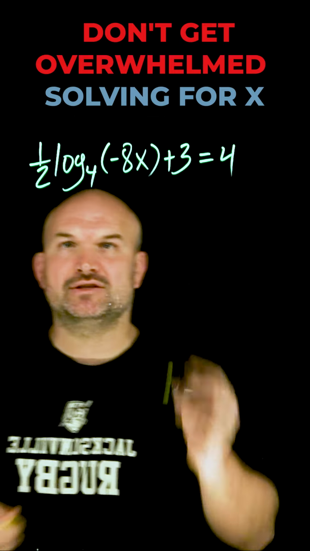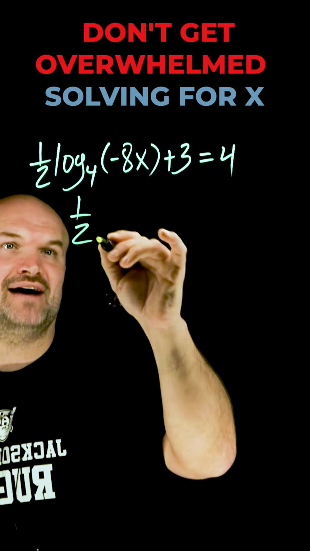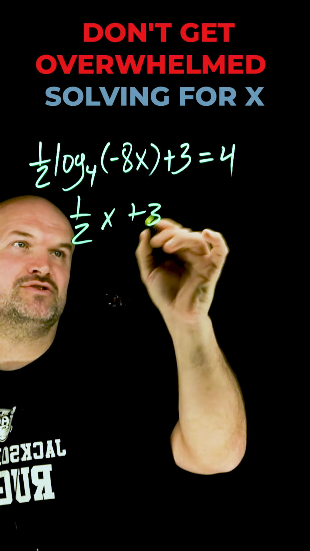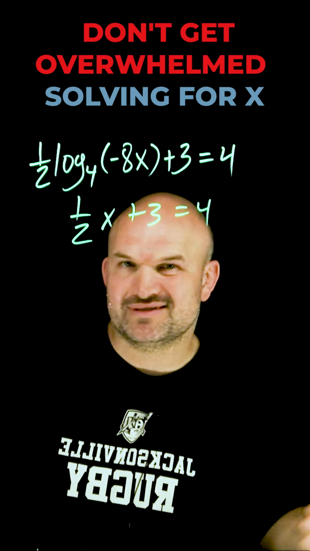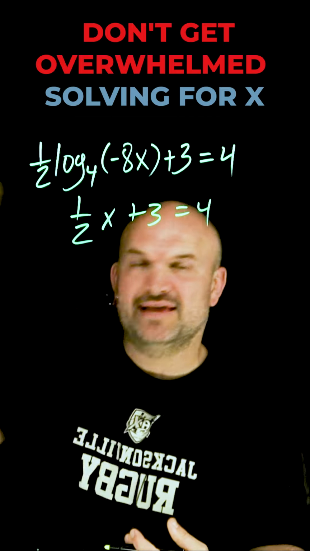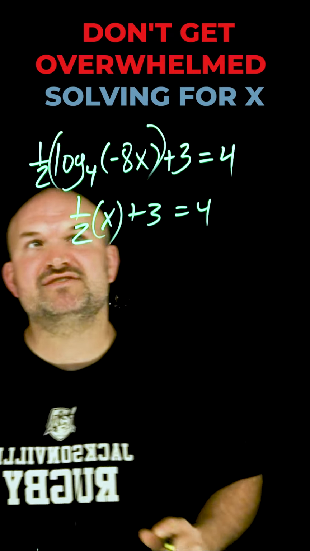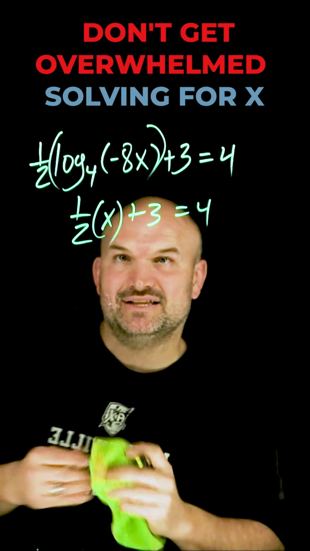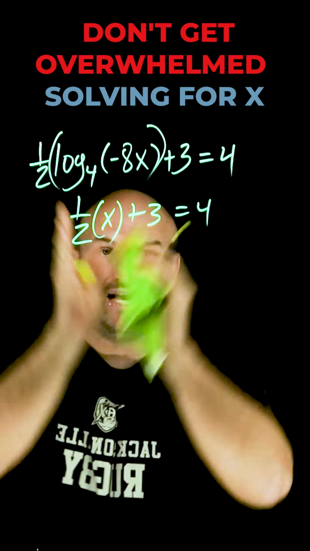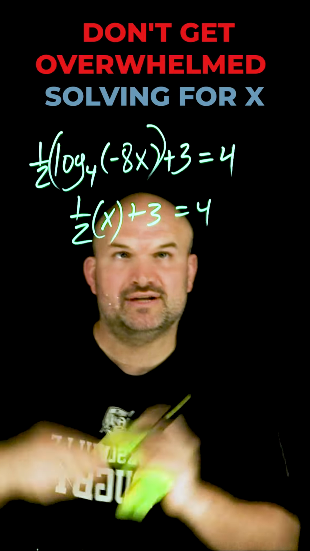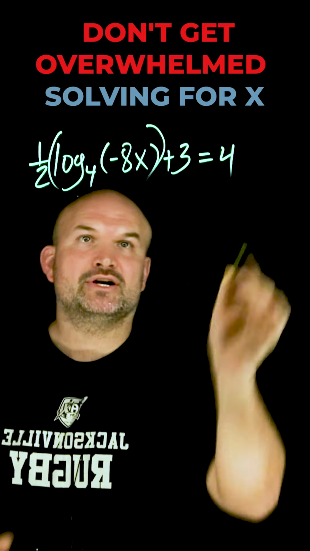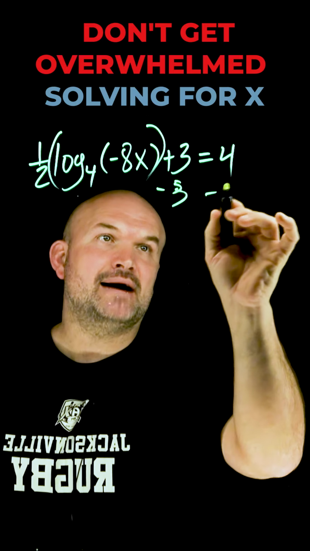Well, if you forget about the logarithm and just look at it like this, 1/2 times x plus 3 is equal to 4, what would you do first? Hopefully you remember you subtract a 3 and then you multiply by 2, right? So just think of this argument, log base 4 of negative 8x, as exactly that. We need to go ahead and isolate that first before we can get rid of the logarithm. So the first thing we're going to do is subtract a 3 on both sides.